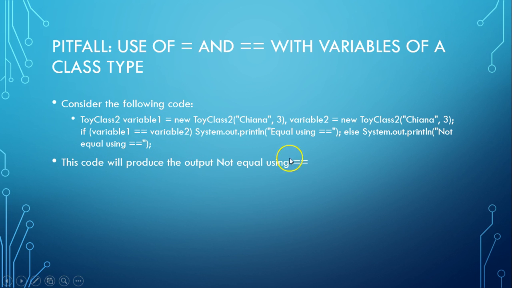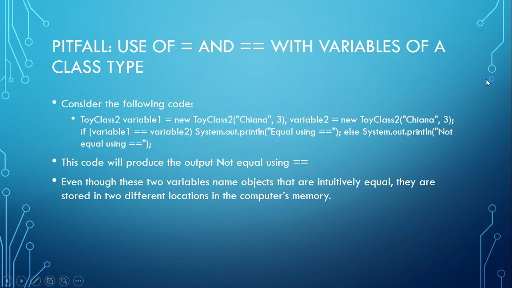This code is going to produce the output "Not equal using ==", even though if you look, they have the same values: Jana, 3 and Jana, 3. Even though these two variables name objects that are intuitively equal, they are stored in different locations in the computer's memory.